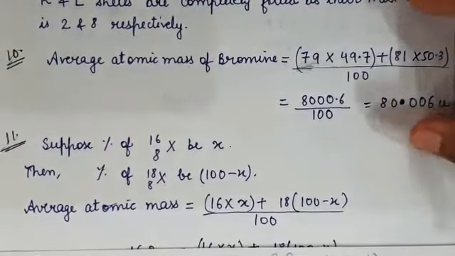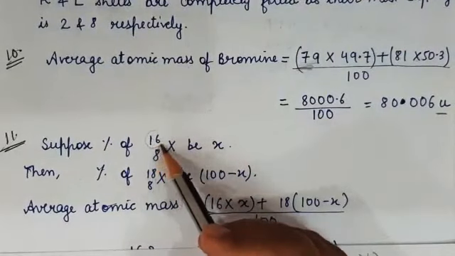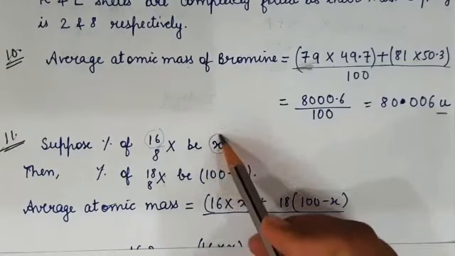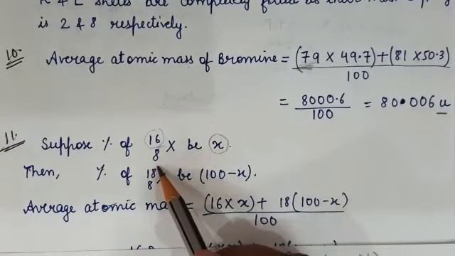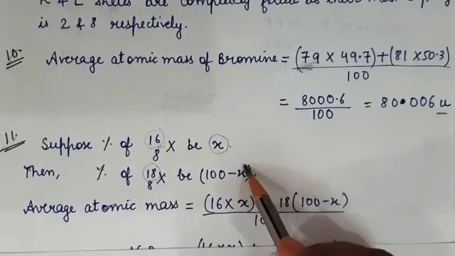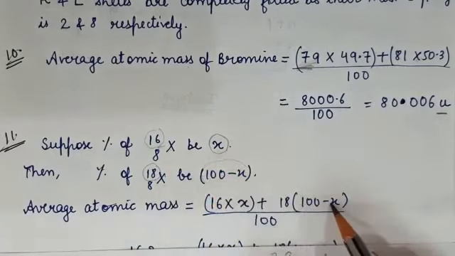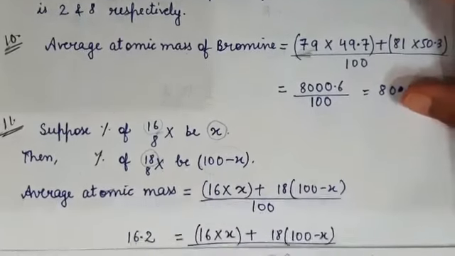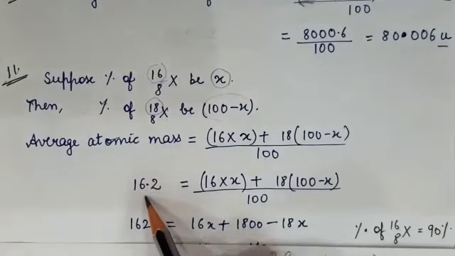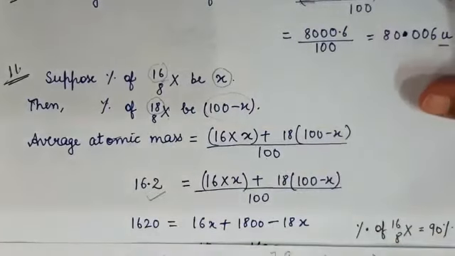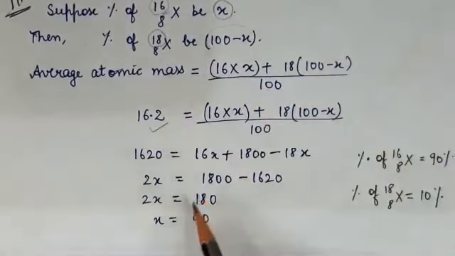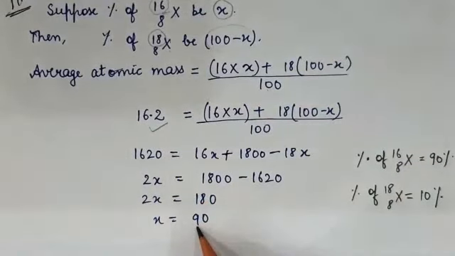Average atomic mass is equal to the atomic mass of isotope 1, that is 16, multiplied by its percentage in nature, that is X, plus the atomic mass of isotope 2, that is 18, multiplied by its percentage in nature, that is 100 minus X, divided by 100. So just solve it. The average atomic mass is given in the question, that is 16.2 u. So put the value and calculate the value of X. When you calculate the value of X, you will get 90.